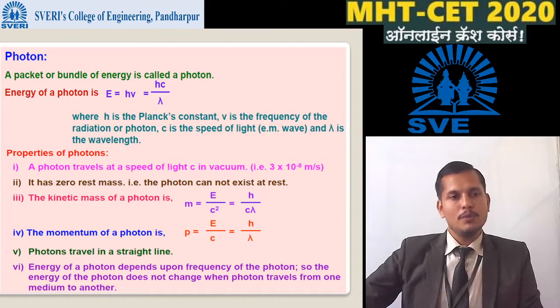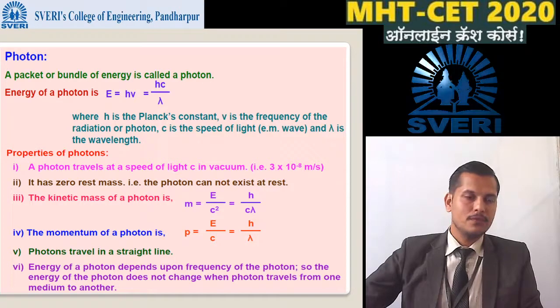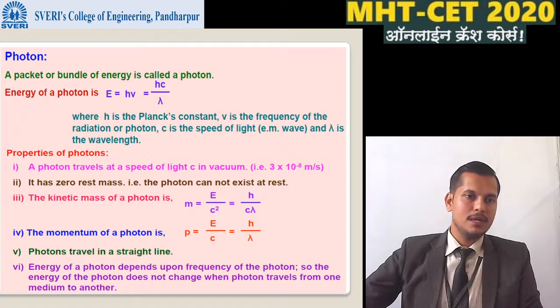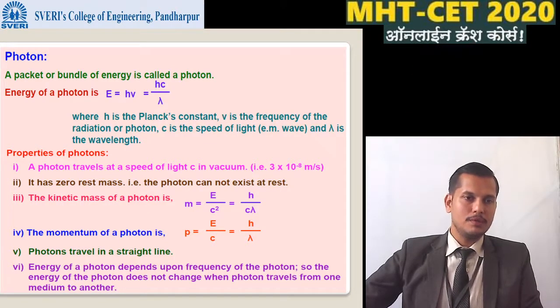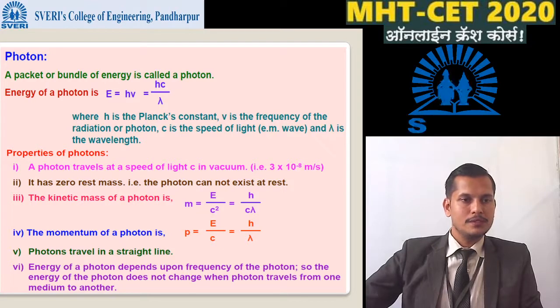आता वेगवेगळ्या जर प्रॉपर्टीज त्याच्या बघितल्या तर फर्स्ट प्रॉपर्टी काय, एक फोटॉन ट्रॅव्हल्स ॲट ए स्पीड ऑफ लाईट c इन व्हॅक्यूम. व्हॅक्यूम मध्ये त्याचा स्पीड, लाईटचा स्पीड आहे 3 × 10⁸ मीटर पर सेकंड. नेक्स्ट, इट हॅज 0 रेस्ट मास. रेस्ट मास आहे तर त्याचं काय 0 आहे.